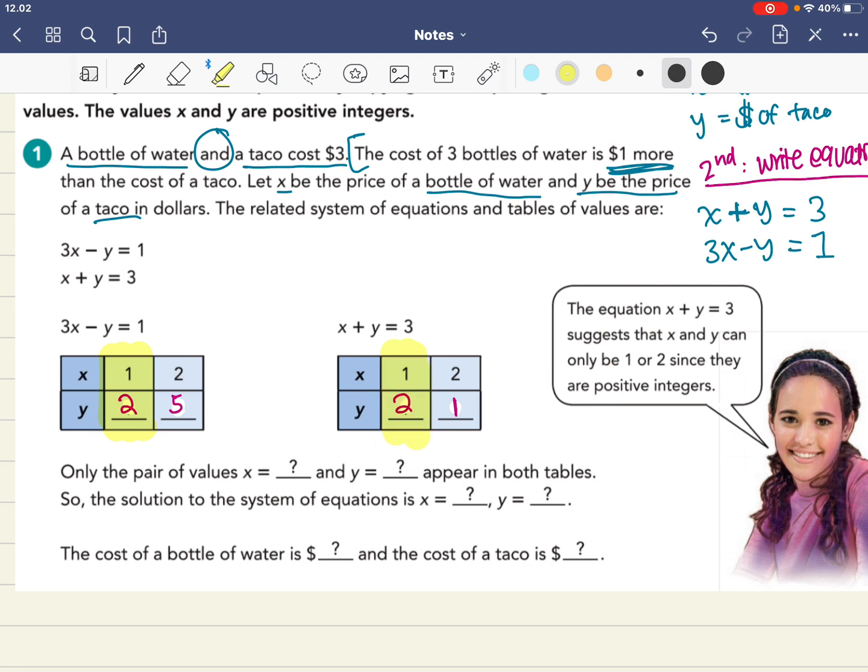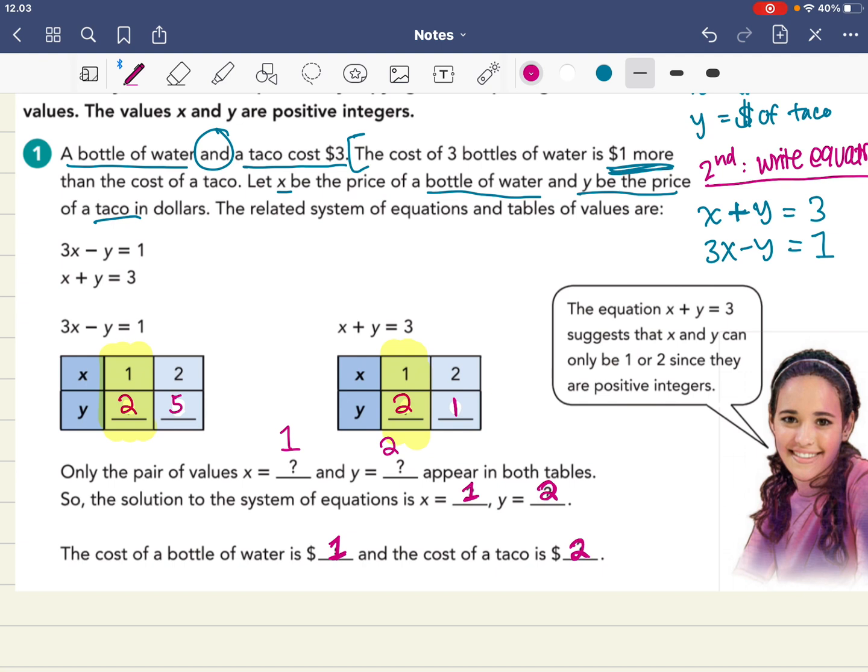So we see 1 and 2, right? So that's your answer, 1 and 2. So the solution to the system of equations is 1 and 2. x equals 1 and y equals 2. So the cost of a bottle of water is $1. And the cost of a taco is $2.